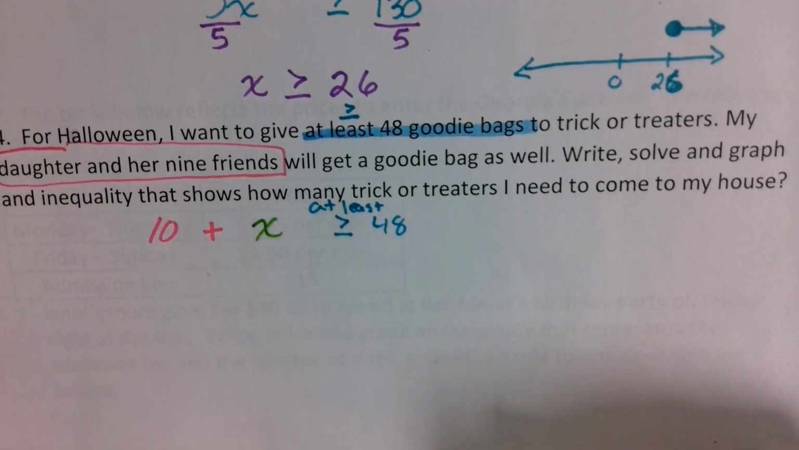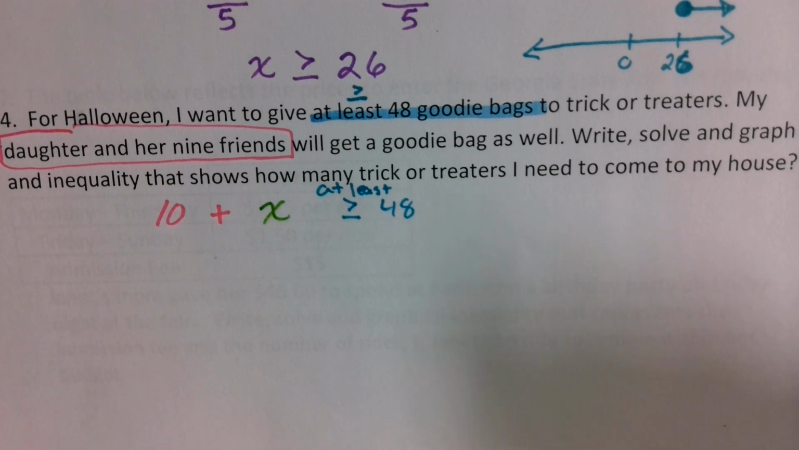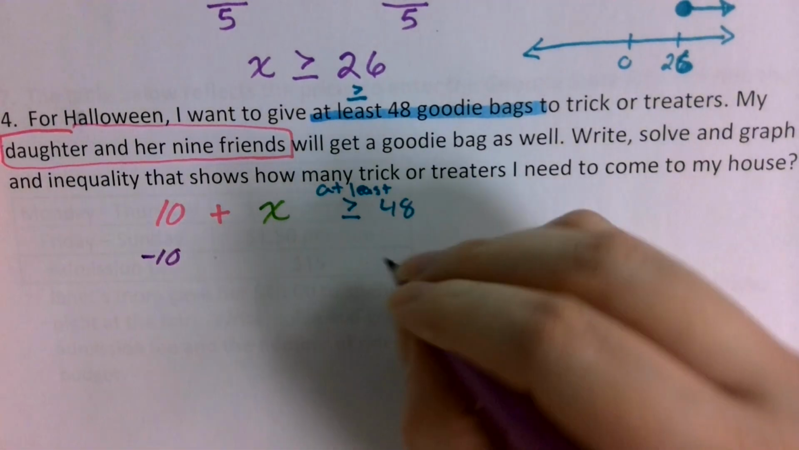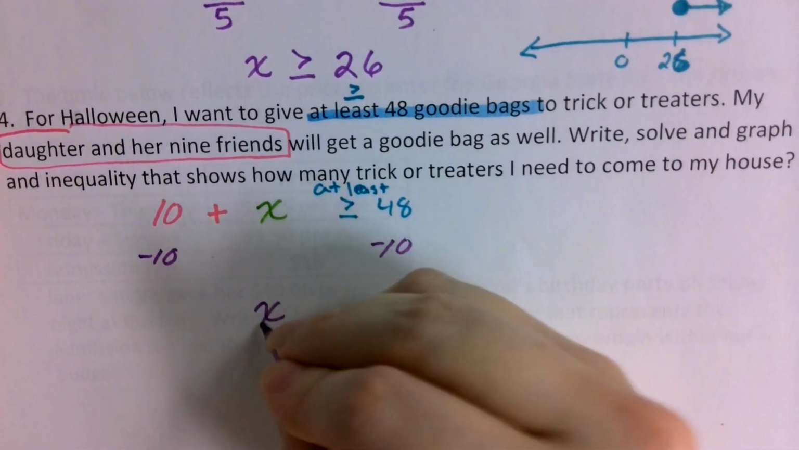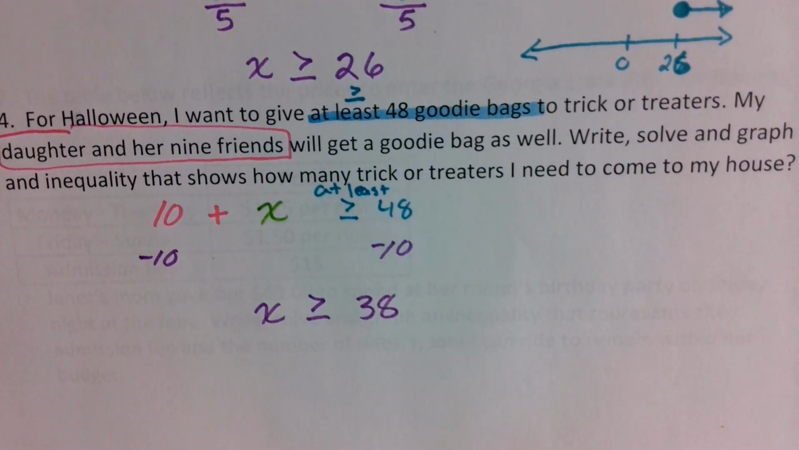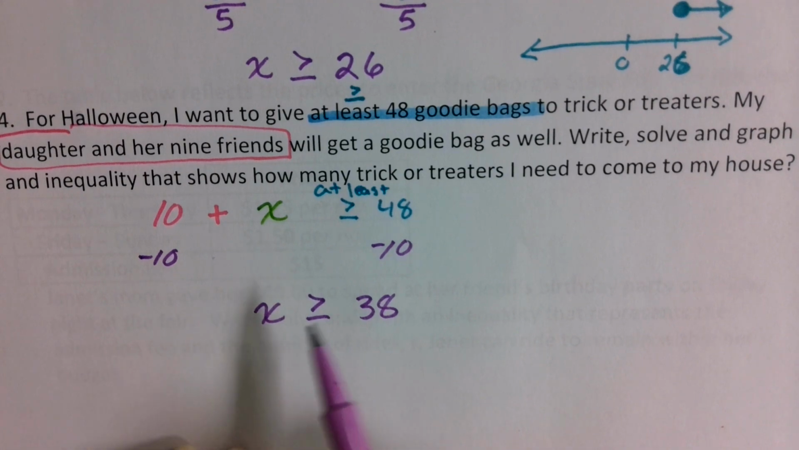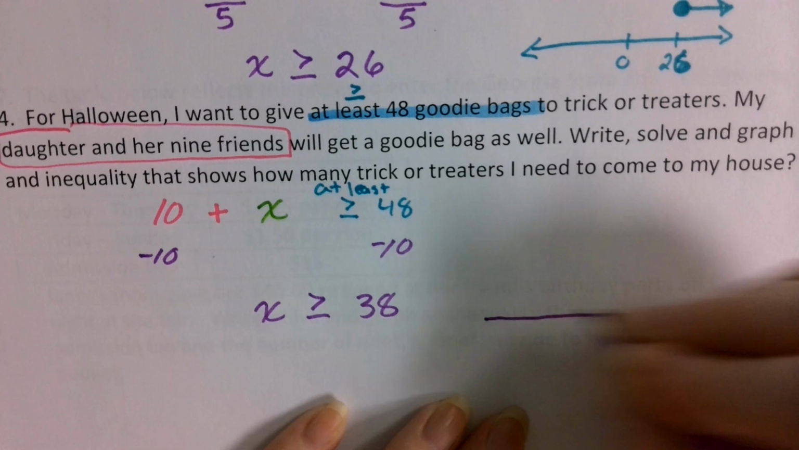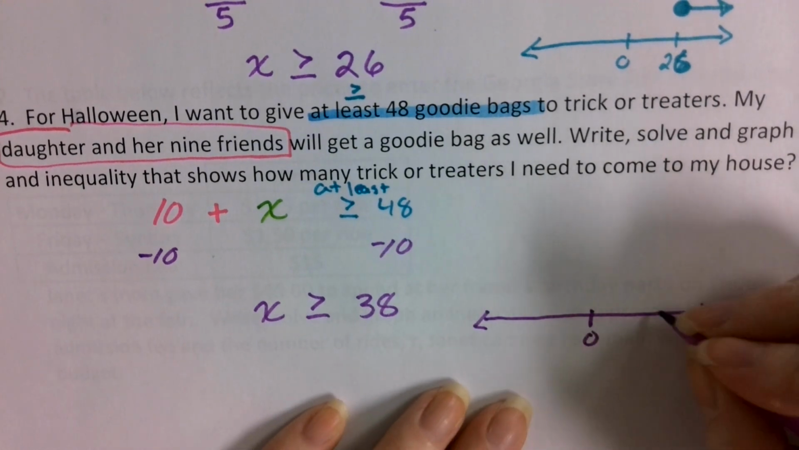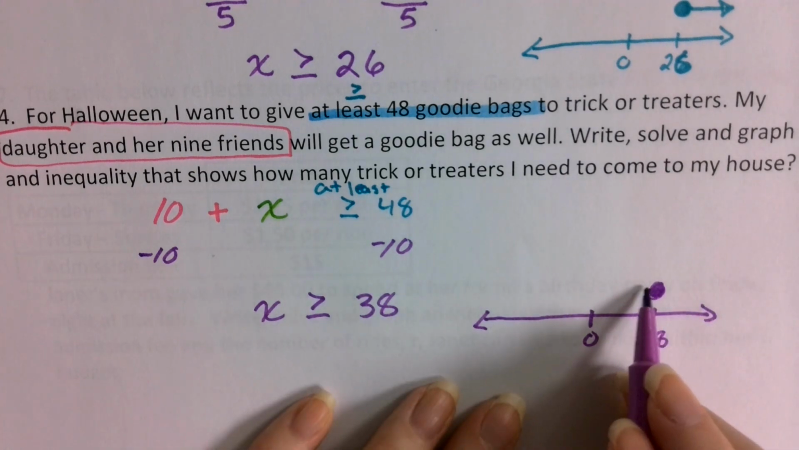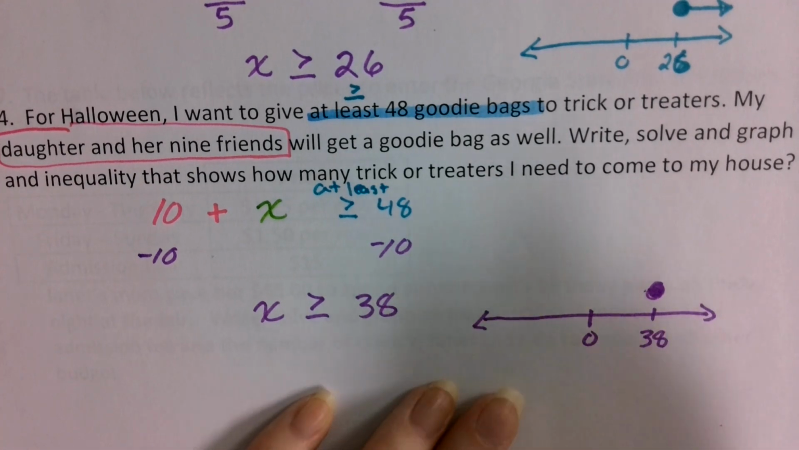So here's our inequality. 10 plus x is greater than or equal to 48. We subtract. We're going to get x is greater than or equal to 38. And then we graph it. Is it open or closed circle? Closed. Left or right? Is it going to go to the left or to the right? To the right.